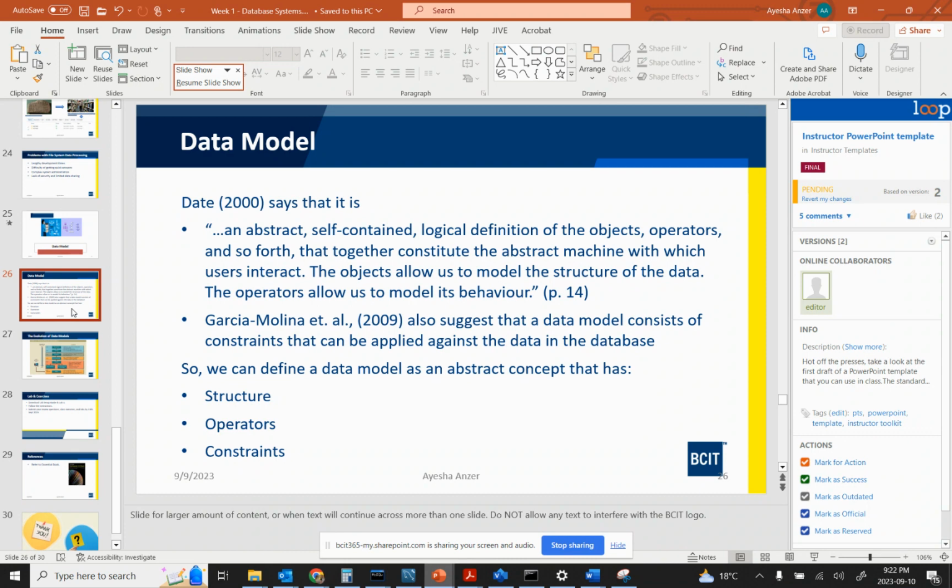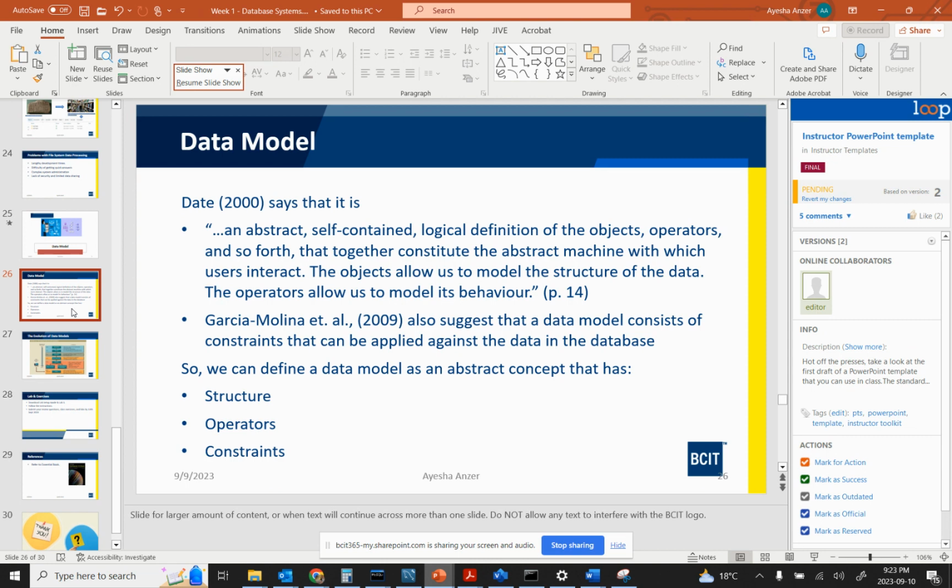When we say abstract, it means it is conceptual, which means it's a concept. Self-contained means it will be self-dependent. Then we have something called objects. When we say objects, it means that we have an entity. Entity means tables, and these entities consist of records and attributes, right?